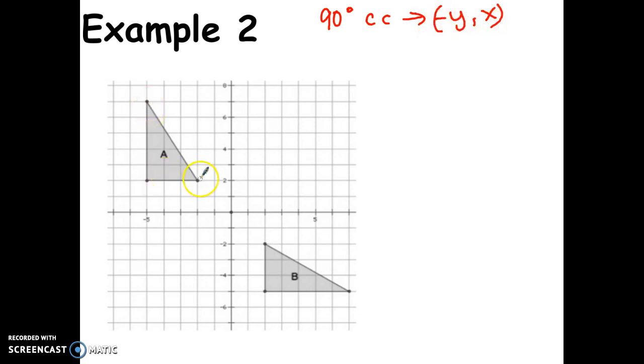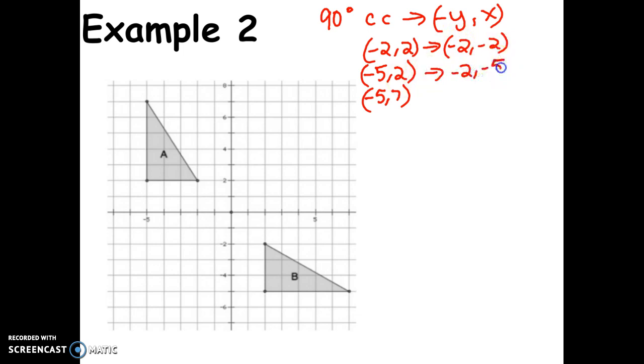So I need to first identify my ordered pairs. I have (-2, 2), (-5, 2), and then (-5, 7). So I'm going to change the sign of y and swap. This 2 will become negative 2, so it will be (-2, -2). This 2 will become negative 2, so it will become (-2, -5). This 7 will become negative 7, so (-7, -5). So now I have my new ordered pairs, which is my 90-degree counterclockwise turn.